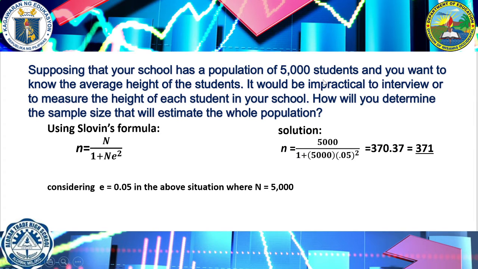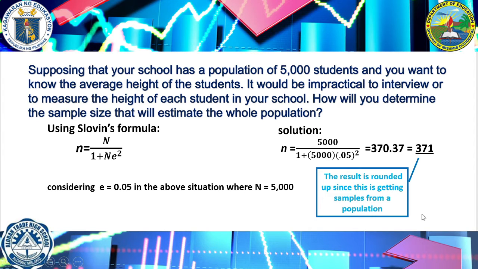So this is our solution. We simply substitute the uppercase N with the value of 5,000 divided by 1 plus the value of the uppercase N, which is 5,000, multiplied by the margin of error of 0.05 squared. This gives us an answer of 370.37, which is rounded up to 371. The result is rounded up since this is getting samples from a population.